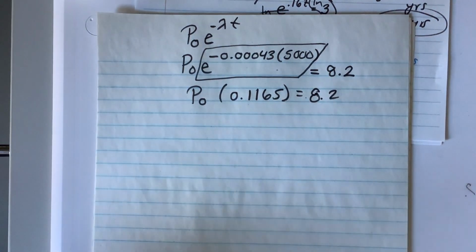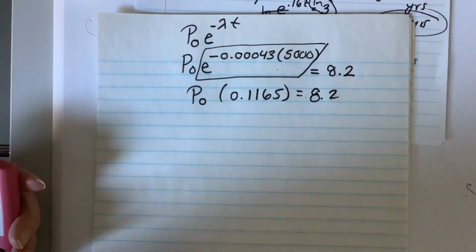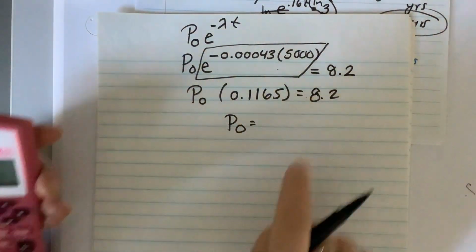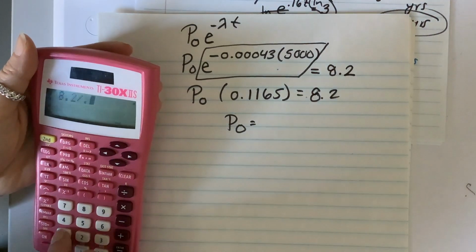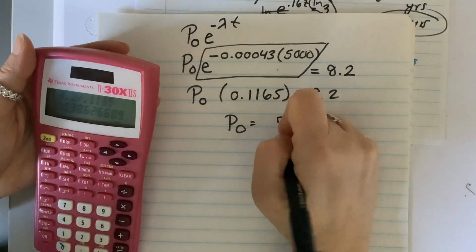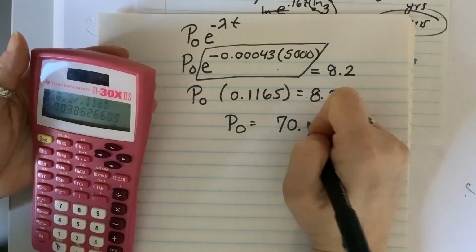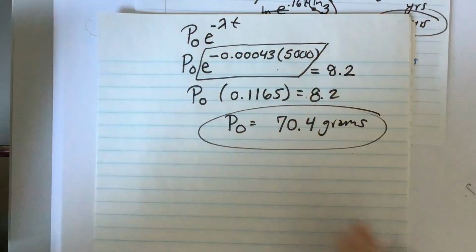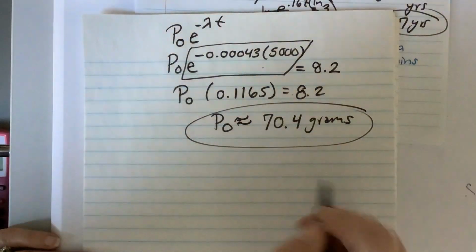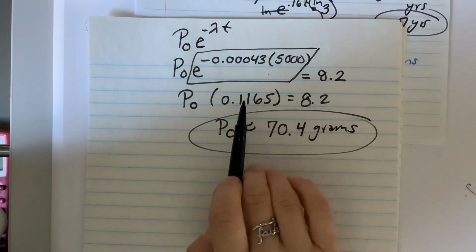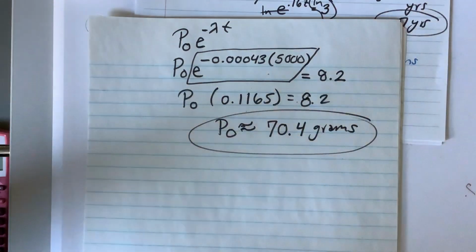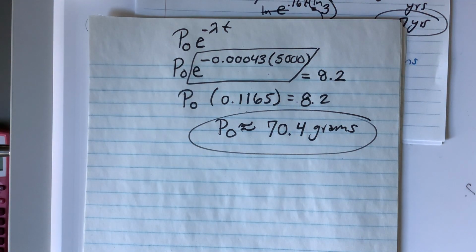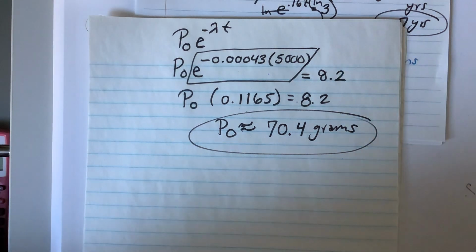How would I find my original amount? Divide. If I divide both sides, if I take 8.2 and divide it by 0.1165, P sub 0 is 70.386. So I'm just going to say it's approximately 70.4 grams. Keeping in mind all of these solutions, because we're rounding so much, we had to round for k, and we had to round when we filled this in. It is all approximate. So if you had 70.3, great. If you had 70.5, great. It is about what I got. It just depends on how you round.